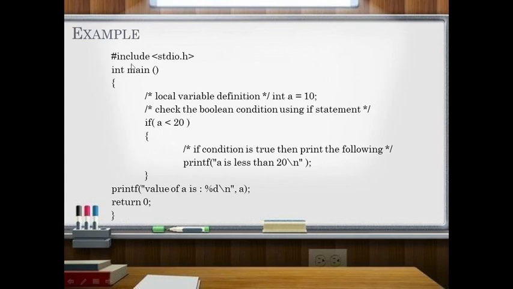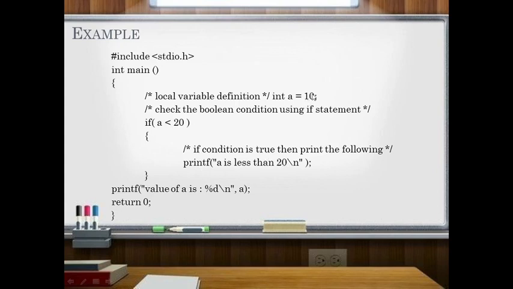Here is one example. #include <stdio.h>, int main, and int a = 10, which is a local declaration. Then we test a condition: whether a is less than 20. What is the value of a? 10. 10 is less than 20. Is it true or false? Yes, it is true. Then it prints the message "a is less than 20".